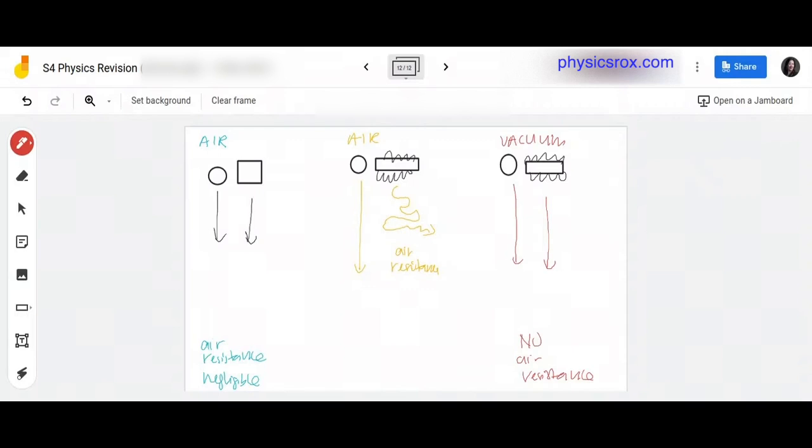Vacuum means no air resistance, but does no air resistance mean vacuum condition? If there is no air resistance, then it's vacuum. If there is air, but like the first one, it's negligible air resistance. Do you understand the difference? Negligible means got but can ignore. No air resistance means there is no air to fight against the object. That's why it's vacuum.